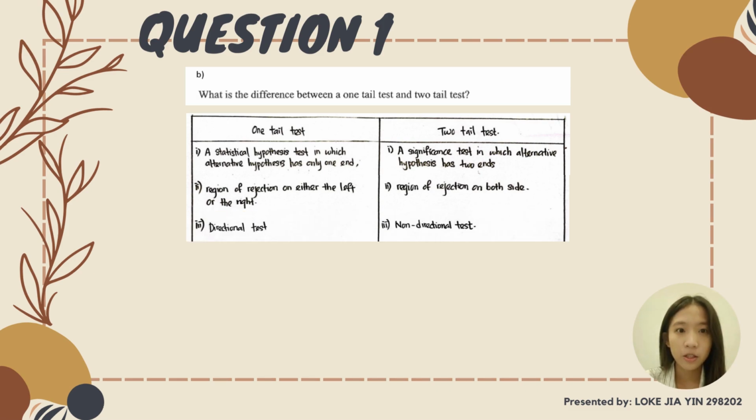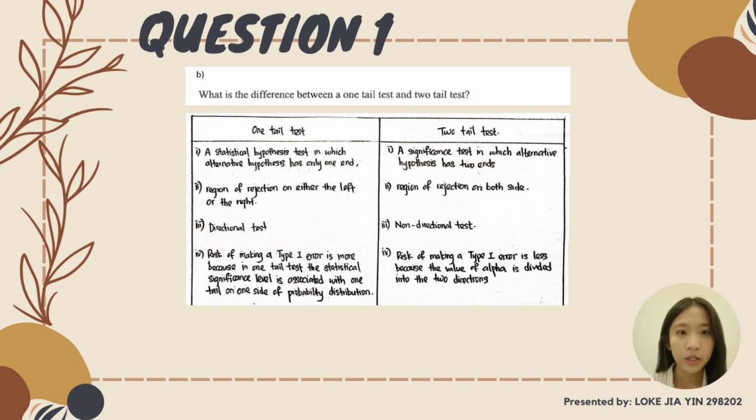A one-tail test, also called a directional test, is either a right-tail or a left-tail test, while a two-tail test is called a non-directional test. It means the right tail and the left tail at the same time. Additionally, the risk of making type 1 errors is more in the one-tail test because the statistical significance level is associated with only one tail on one side of the probability distribution. On the other hand, the risk of making type 1 error is less in the two-tail test because the value of alpha is divided into two directions.